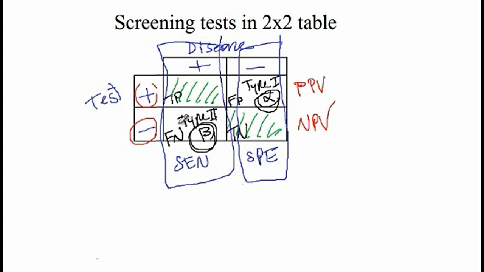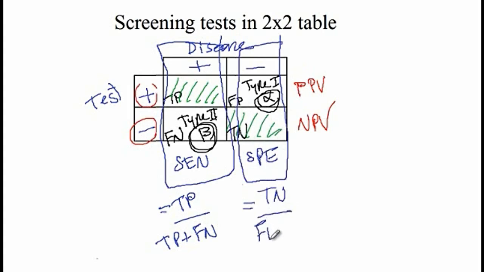So here, sensitivity, I said green box would be always in the numerator, so it's equal true positive divided by true positive plus false negative, since we are using the first column. So true positive plus false negative. For specificity, we're using the second column, and again, as a general rule, green box is always in the numerator. So specificity is equal to true negative divided by, in this column, we add false positive plus true negative.